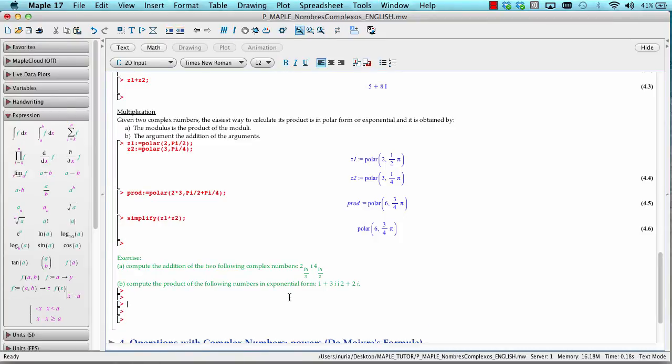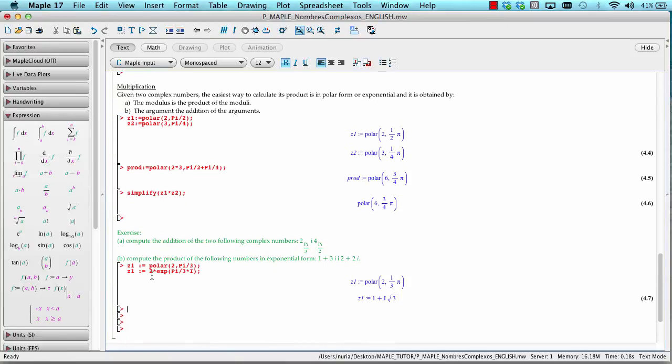Remember to do F5 every time. Exercise: compute the addition of the two following numbers. So Z1 is going to be, we can introduce them in polar form, modulus 2, argument pi over 3. We could have also introduced this in exponential form. It doesn't matter, so it's 2 times exponential of pi divided by 3 times the imaginary unit. Okay, so it's the same thing.